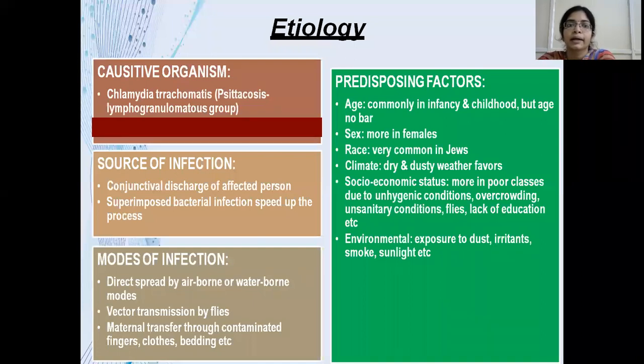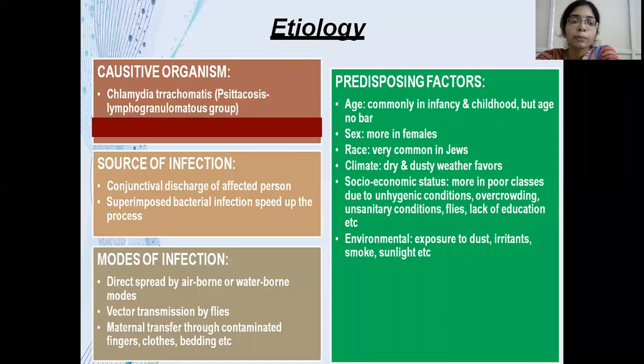Now, again, just going back to the etiology. Trachoma is caused by Chlamydia trachomatis, and what is the most common source of infection? Source of infection is the conjunctival discharge of the affected person. Or suppose there is a superimposed bacterial infection, that is a secondary infection. This secondary infection will obviously lead to more mucopurulent or purulent discharge, and this will further hasten the process of infection. So we need to remember that this conjunctival discharge is the primary source of infection.